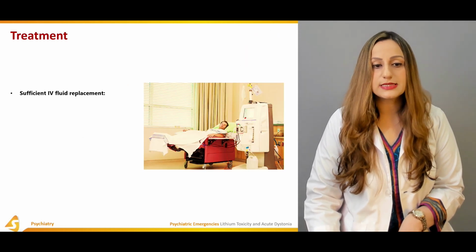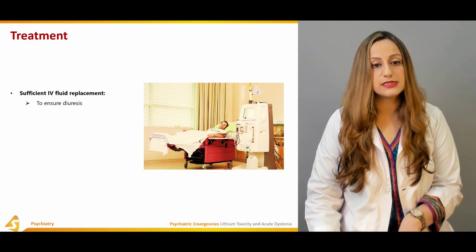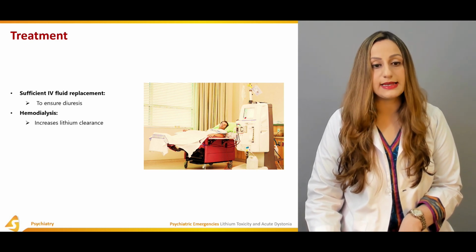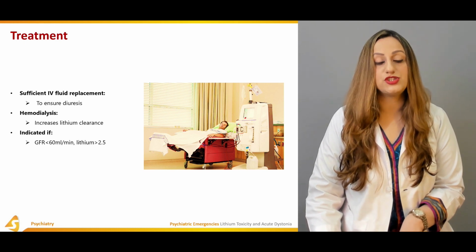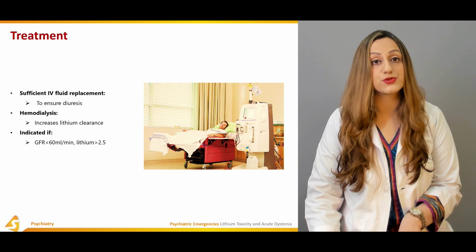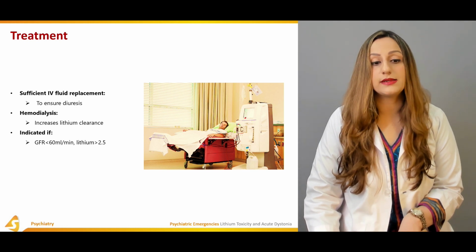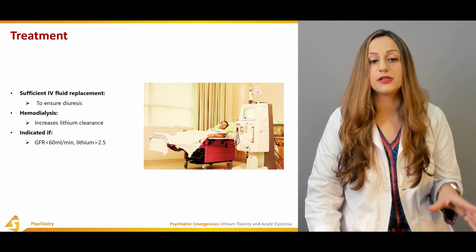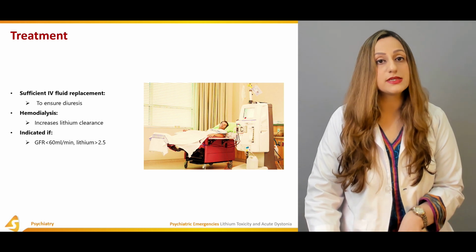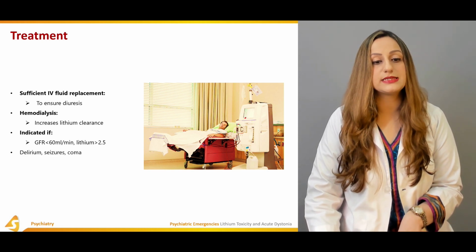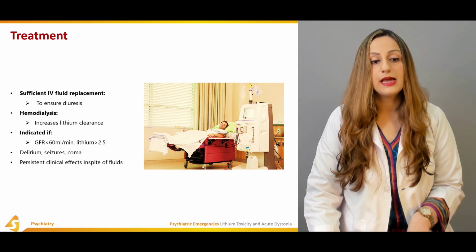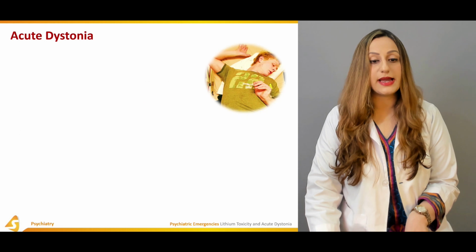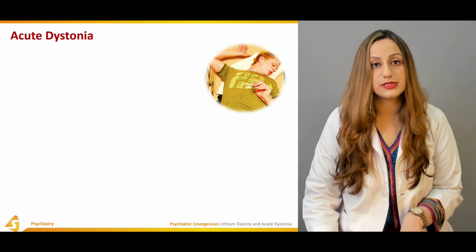The treatment would consist of sufficient IV fluid replacement to ensure diuresis, and hemodialysis to increase lithium clearance, which is indicated if the GFR, that is the glomerular filtration rate, is less than 60 ml per minute, or the lithium level is more than 2.5. Delirium, seizures, and coma have to be managed individually. Persistent clinical effects in spite of the fluids are seen in such individuals.